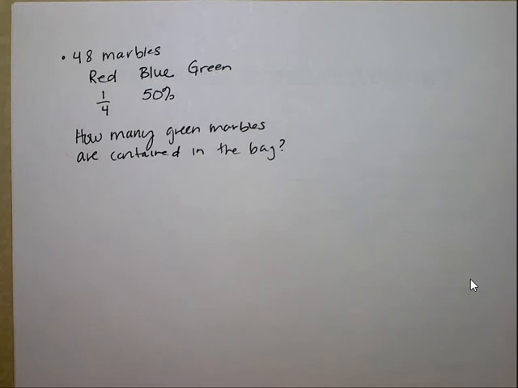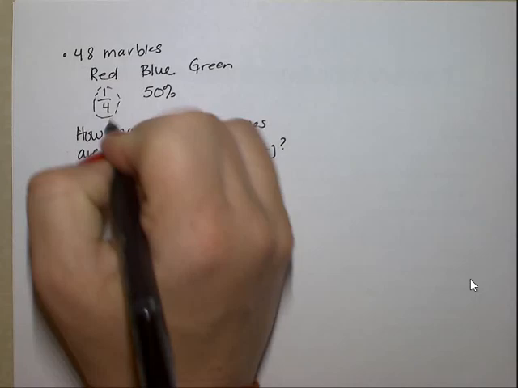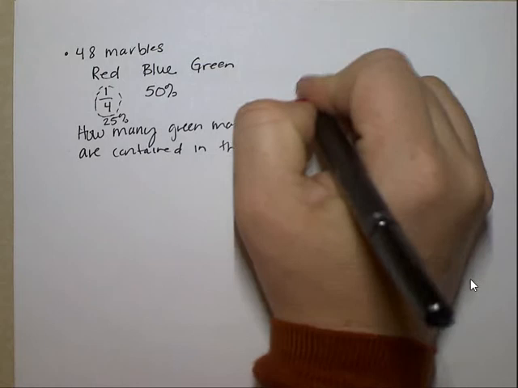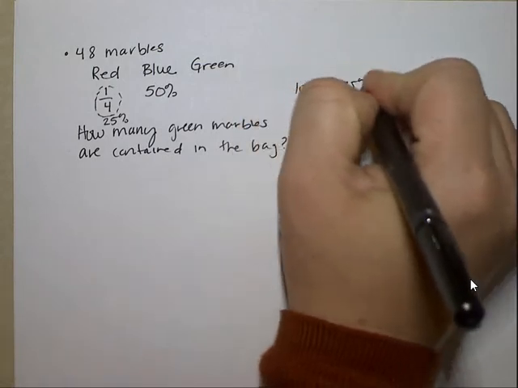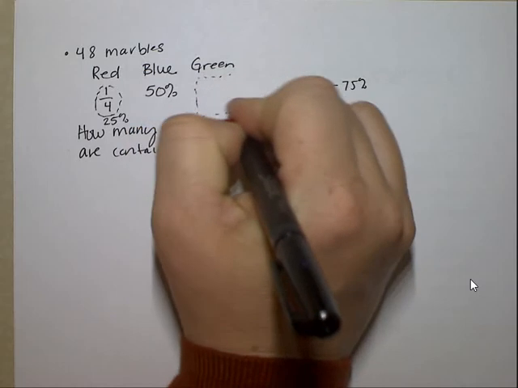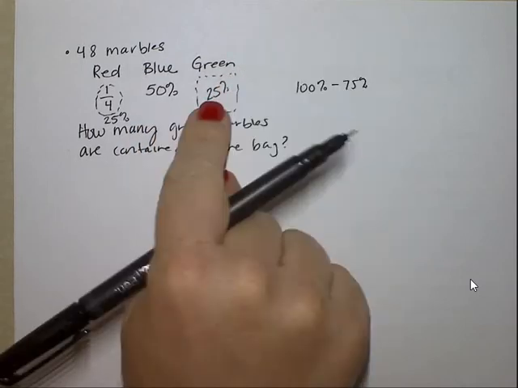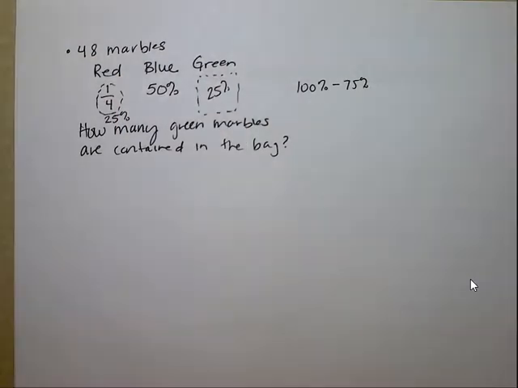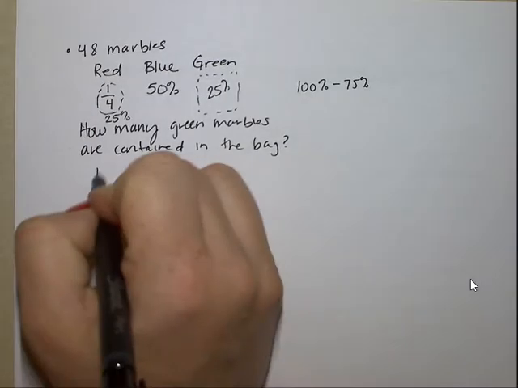Well, we know that the bag contains 100% of marbles. So if I take 1/4 on the calculator, if you're not familiar with what 1/4 is as a percentage, take 1 divided by 4 on your calculator, and your calculator should say 0.25, which is 25%. So 25% plus 50% is 75. 100% minus 75% leaves the green with 25%. 25% of the marbles in this bag are green. Please take 48 times 0.25, and the answer is there are 12 green marbles in the bag.